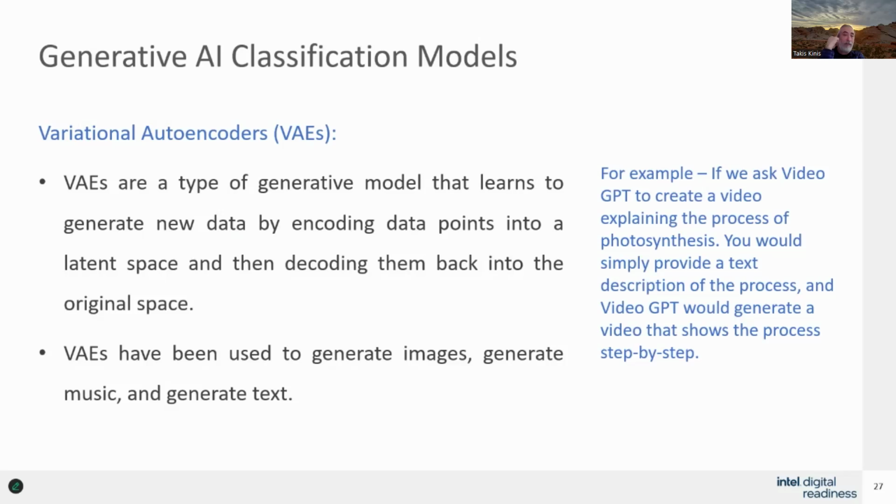We move on to the other type. The variational autoencoders, or VAEs, generate new stuff by encoding data points into a latent space and decoding them back into the original space. So in other words, they build it virtually first, and then they present it to you. Sometimes when you ask a Gen AI model to create something, it thinks on it for a little bit. It doesn't just spit out an answer. That's what a search engine would do.